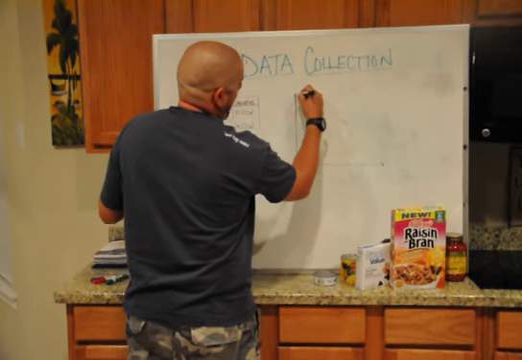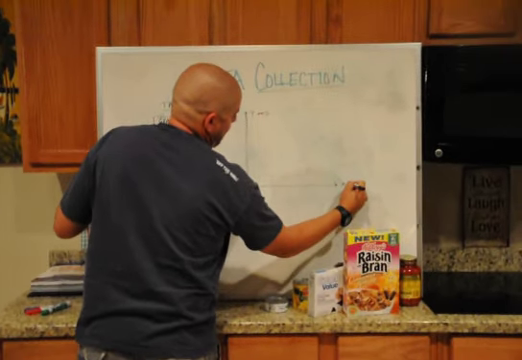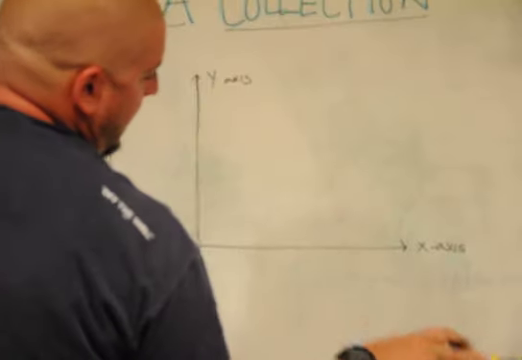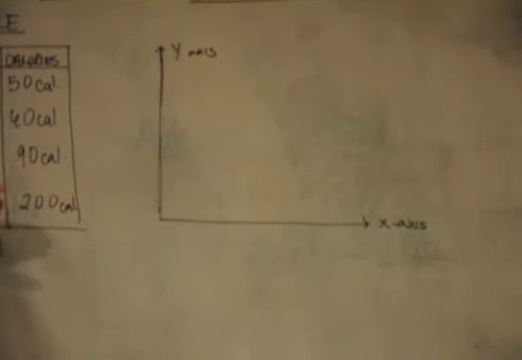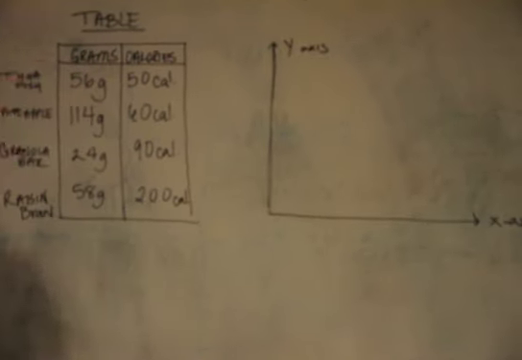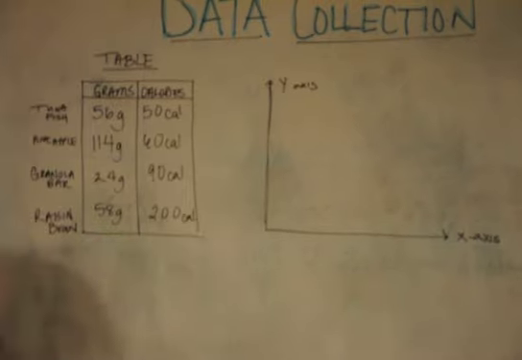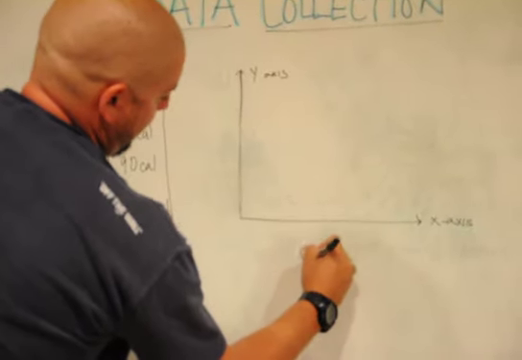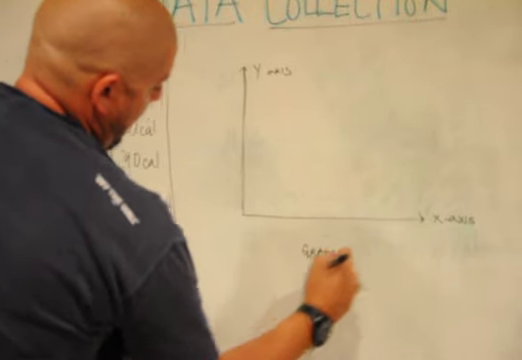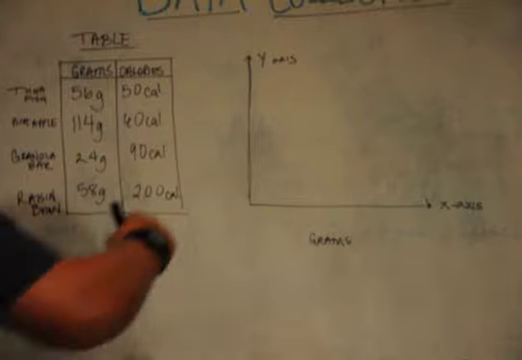Okay? And again, this should be something that's somewhat familiar to you. Okay, here's our y-axis and our x-axis. Now when we create these axes, you're going to have to make a determination of what goes on what axis. Okay? So for the x-axis, usually your x value is in that first column and your y value is in the second column. So for that x-axis, I'm going to label this my grams. Okay? In my y-axis, I'm going to label calories.